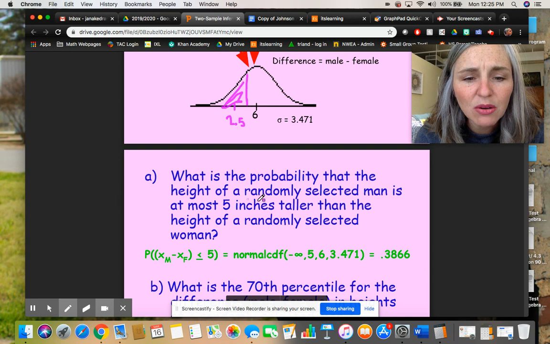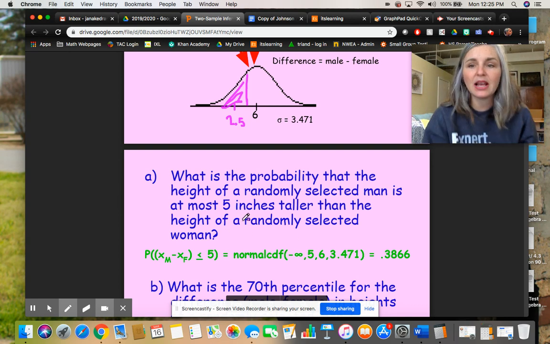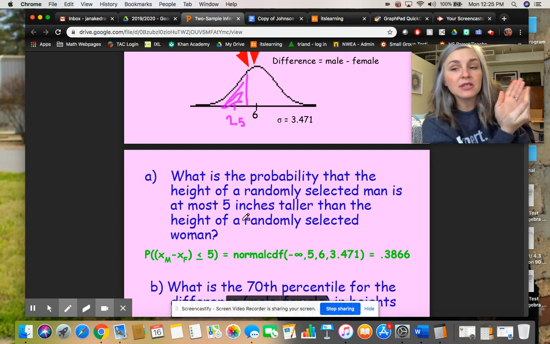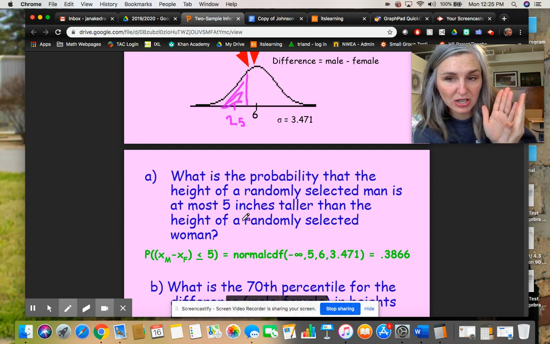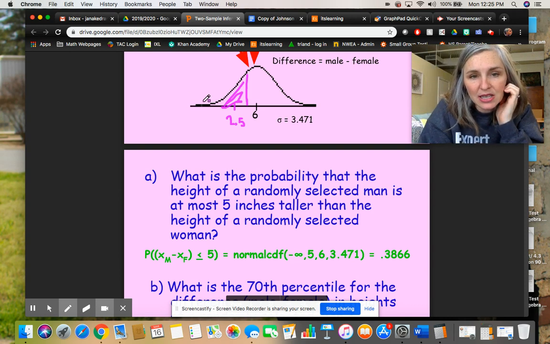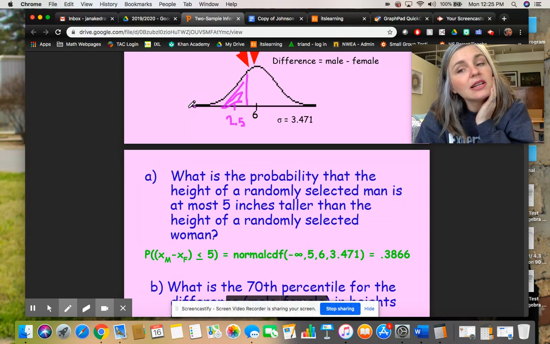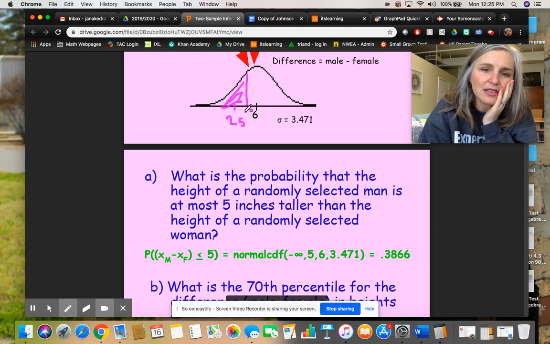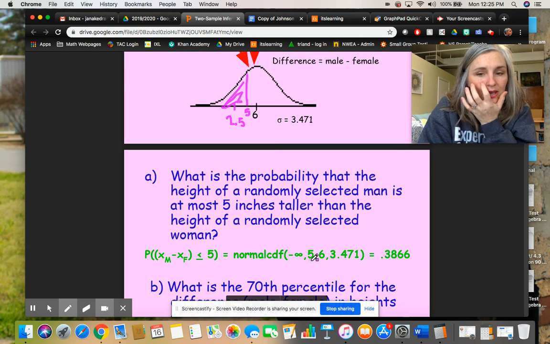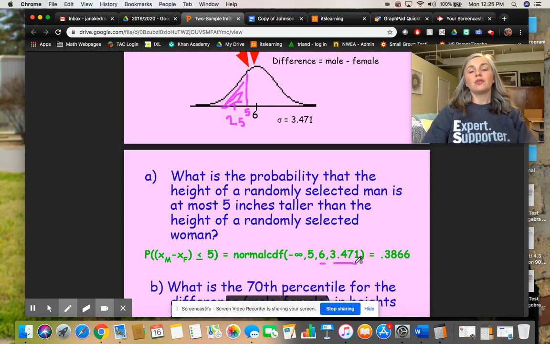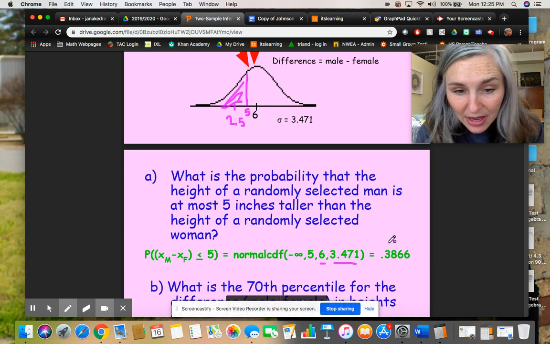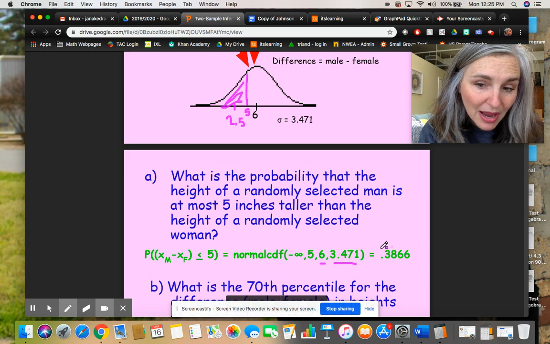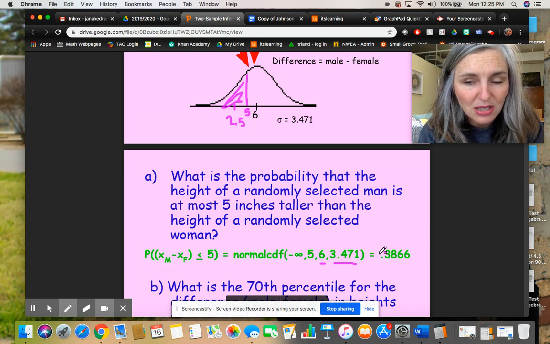And this is where it gets a little wonky, right? Because if I had a calculator right now, I would say, let's go to normal CDF and find our information. We would say my lower bound is negative infinity, or negative 999999999, and my upper bound is 5, right? So that's the at most 5. And my mean is 6, and my standard deviation is 3.471. And when I type that in the calculator and I use my normal CDF, my area is about 0.3866.